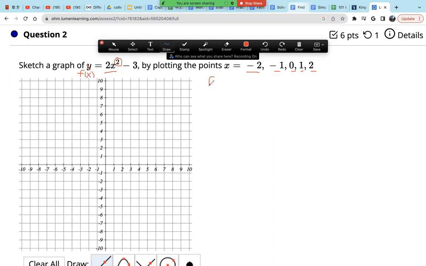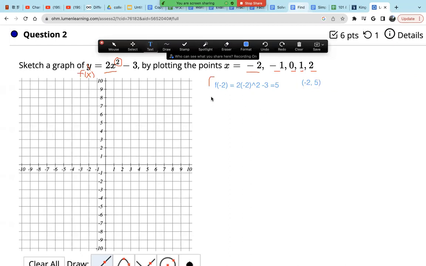Then we need to find f of -2, f of -1, f of 0, f of 1, f of 2. We're just plugging in the x value to be -2. So 2 times -2 squared, minus 3. -2 squared is positive 4. 2 times 4 is 8. 8 minus 3, that's 5. So this gives us a point. The x value is -2, and the y value, or the function value, is 5.